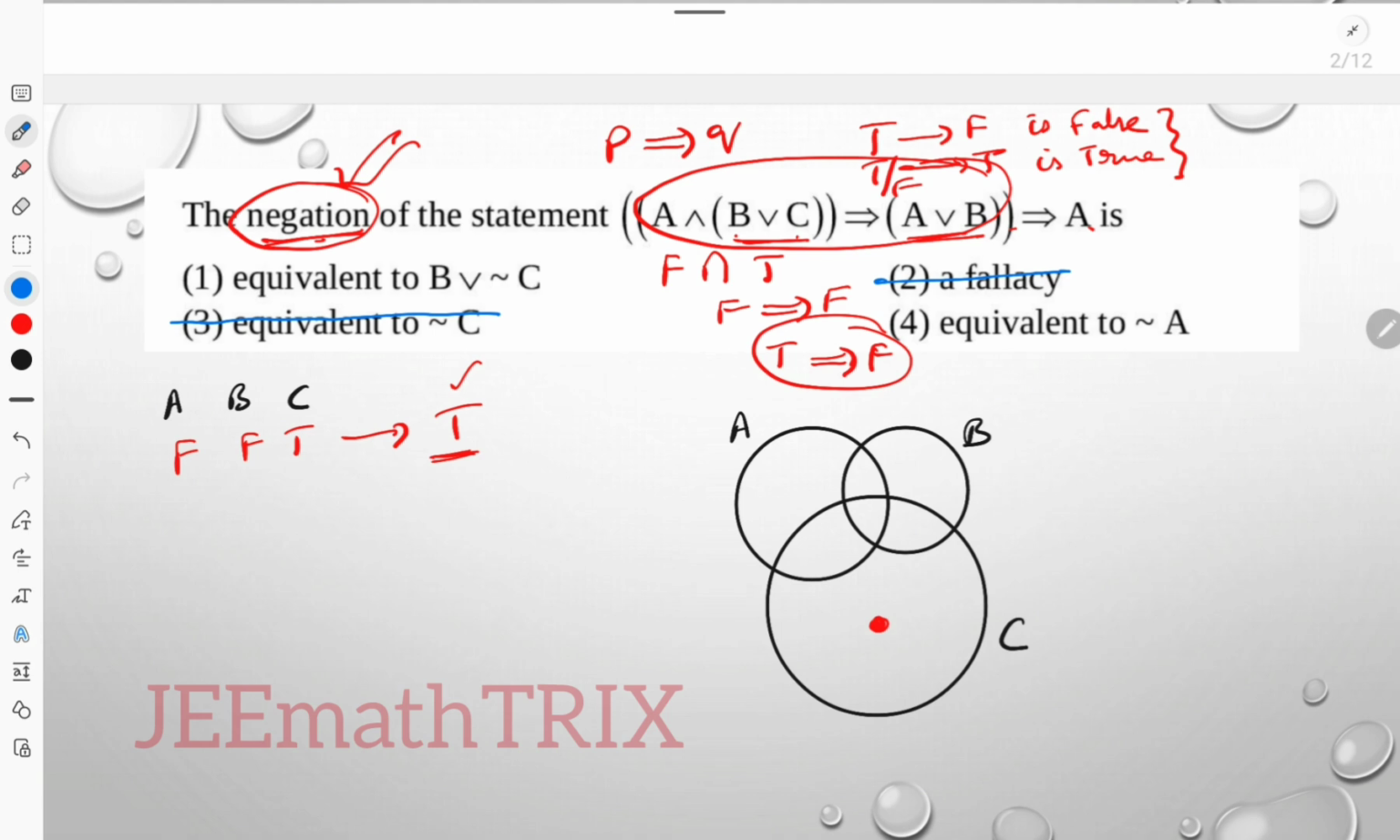Next, the next choice is that the negation of C is false, and B is also false because we have not taken a point in this. So false union false is false only, but we got result true. That is also wrong. So by the elimination method, we got all three options eliminated. So the correct option is 4. Just by checking with one element taken in C, we could eliminate three of the options, and the answer we got is A.